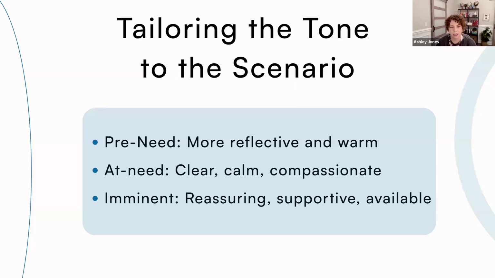So that might look like offering a scheduled call with them, whatever that looks like for that family that is pre-planning. And so that language might look different than the at-need family. For the at-need, I think clarity is really the key. We want to be as clear as possible with the at-need family. They're obviously under a bit more stress if they've experienced the loss already. So we want to be clear, calm, and of course, compassionate.